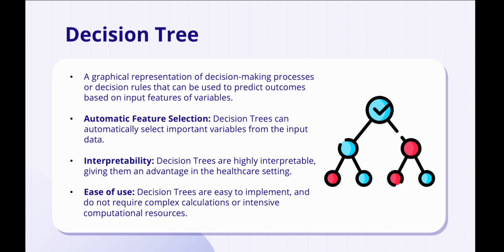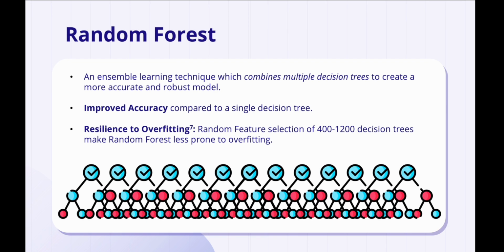What follows from the decision tree is the random forest model, which is an ensemble learning technique which combines multiple decision trees to create a more accurate and robust model. Compared with a single decision tree, it is known to produce greater accuracy and be more resilient to overfitting due to bootstrapping and random feature selection.